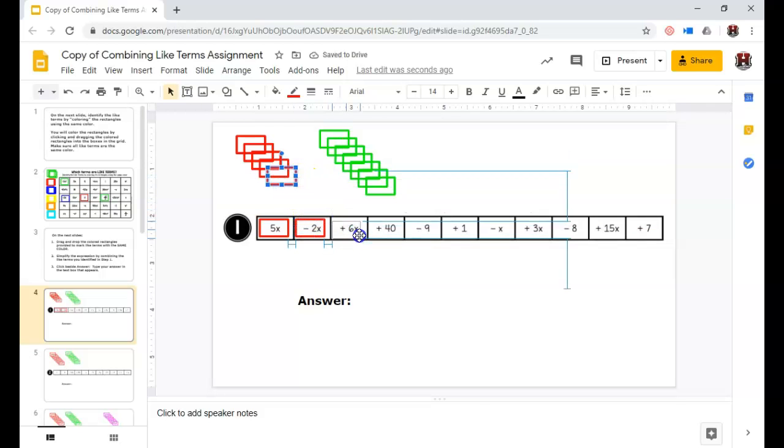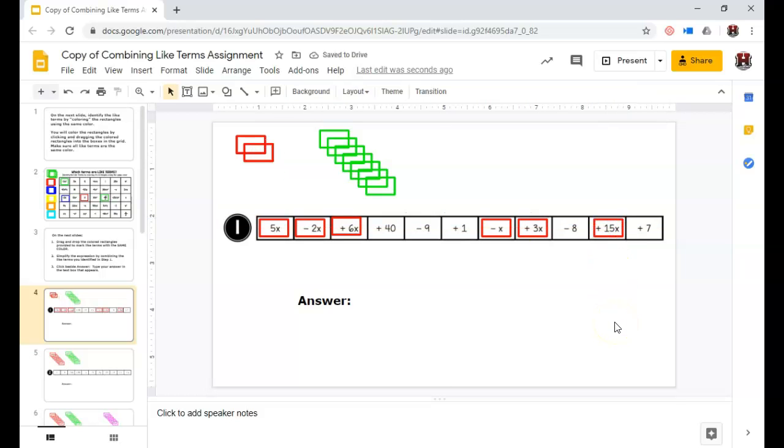The plus 6x will get a red square. The minus 1x, notice that would have a 1 in front of it. The plus 3x and the plus 15x will all get red squares. And then you'll look at those red squares and do what it says. So you'll do 5 minus 2, which is 3. Plus 6 would make 9. Minus 1 would make 8. Plus 3 would make 11. Plus 15 would make 26.